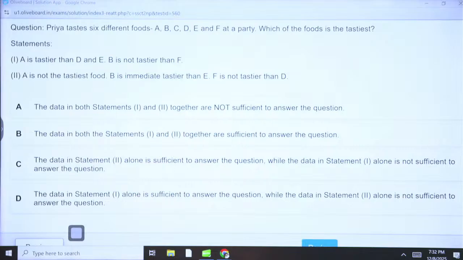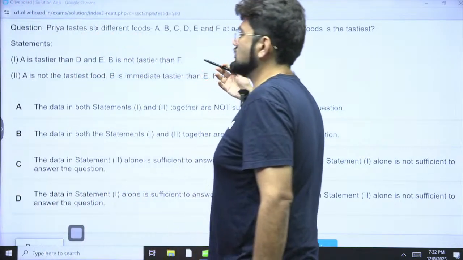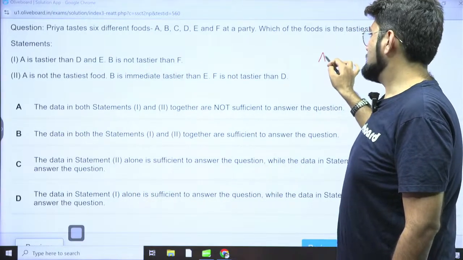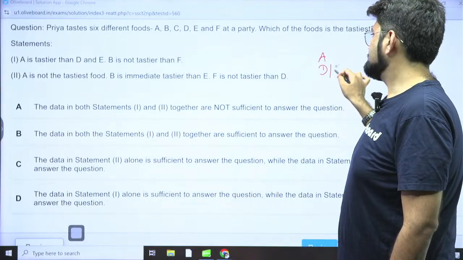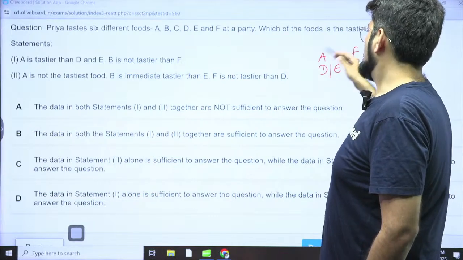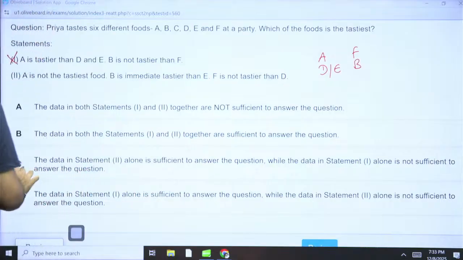Read it down. A is tastier than D and E. B is not tastier than F. So we know nothing about C here. So which one is the tastiest? We don't know. Okay, A is tastier than D and E. B is not tastier than F. But we have no relation about C. Nothing is mentioned here. So 1 alone is gone.